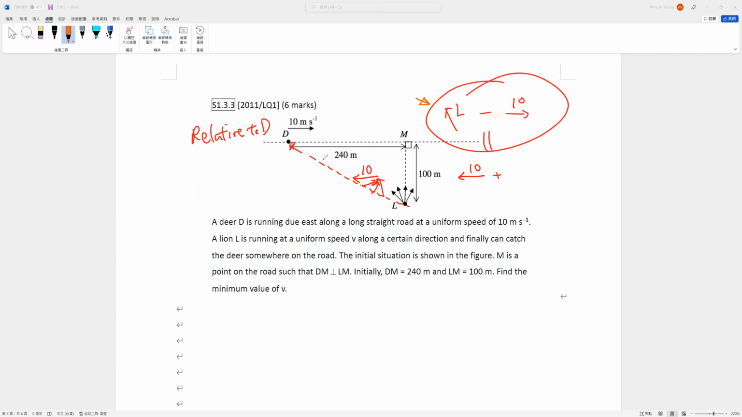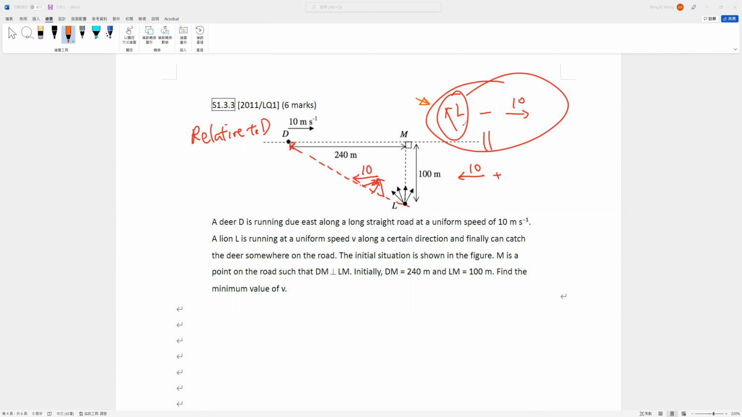So if lion can catch a deer, that means the velocity of lion relative to deer must point towards deer. And then you just move along this straight line towards deer. So then you're going to see at which angle will give you the smallest value of V. So how do you do it? If you don't know the direction, then you just write the formula.